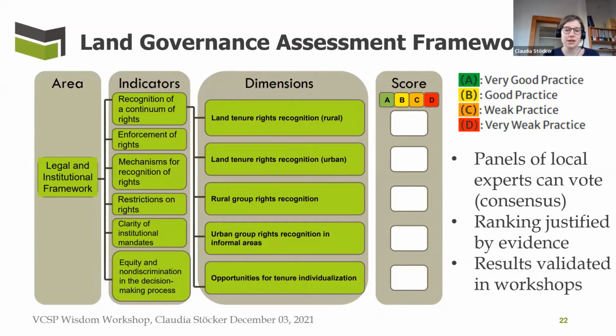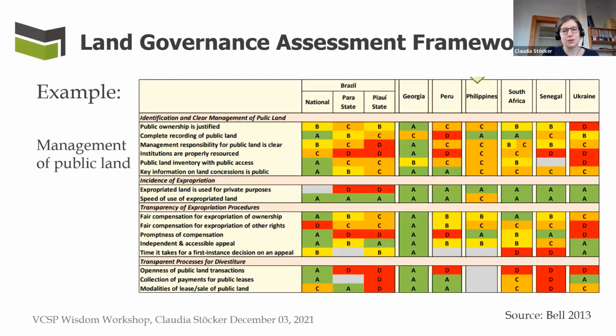And the ranking needs to be justified by evidence. There's also a kind of iterative process to validate these results in workshops. And this is just an example of how this could look from different states and different dimensions. So you could easily see where there are huge problems. And then you can target this specific challenge in a certain country.